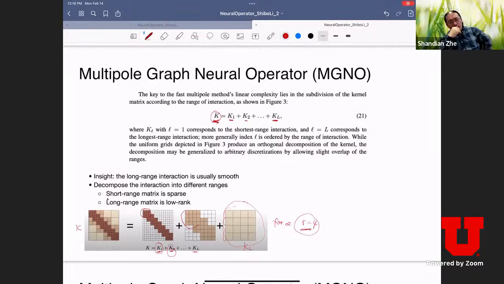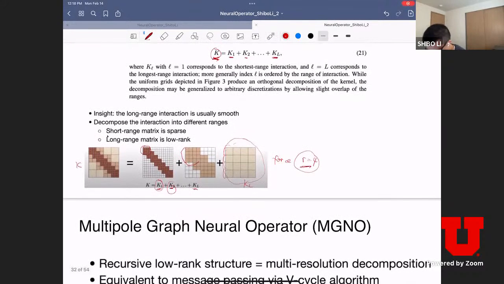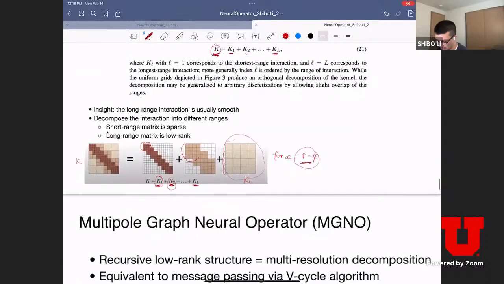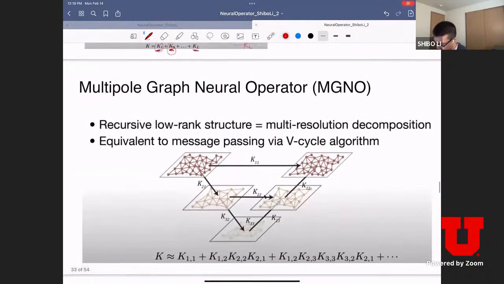Okay, but how did they design it? Yeah, right. Which level is which, I'm going to talk about that. So now we have K1, K2, till KL, but how do we find the connection between them? That's the multiple graph neural network scheme. So let's first look at the formulation behind it.